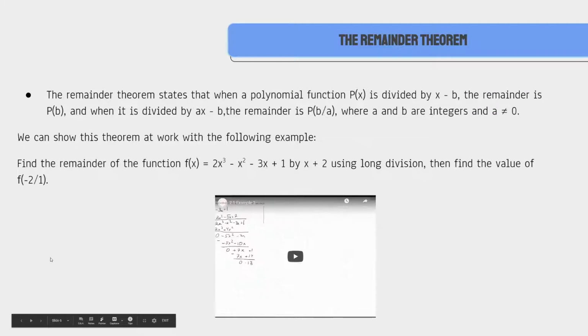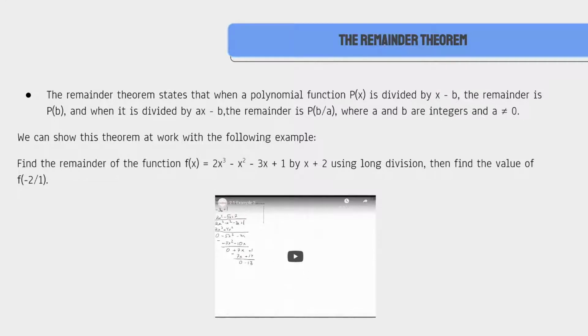Now, the remainder theorem. The remainder theorem states that when a polynomial function p of x is divided by x minus b, the remainder is the value of p of b. Also, the same is true when a function is divided by ax minus b. In this case, however, the remainder is equal to p of b divided by a, where a and b are integers and a cannot equal 0. Again, the reason why a cannot equal 0 is because then the whole function wouldn't make any sense, since 0 could not be in the denominator. To show that this theorem works, we will do the following example.